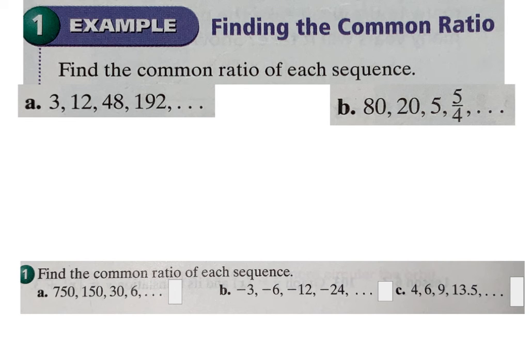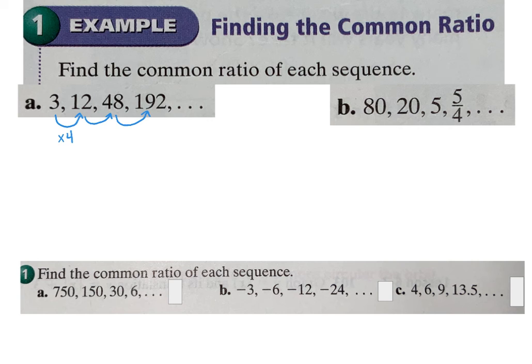Look at this first example. Example 1. Find the common ratio of each sequence. To find the common ratio here, we are simply going to go from one number to the next and say, what do I multiply by to get to each number? 3 times what equals 12? 12 times what equals 48? 48 times what equals 192? If you look, it's going to be 4.